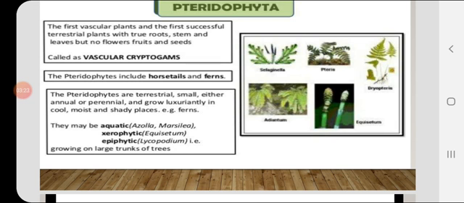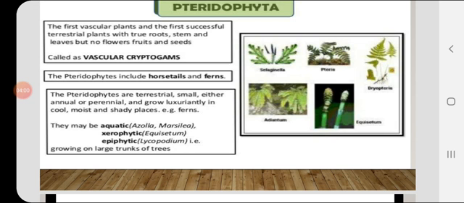Throughout the year, I can say. Perennial means the plants that grow throughout the year, and annual means the plants that grow only once in a year. So some species of the pteridophytes are annual, while some species are perennial. And they grow luxuriantly in cool, moist and shady places. That means pteridophytes grow in moist places, cool places, the places where we will find humidity. That means moisture is required for the growth of pteridophytes. Shady places. Examples for this type of pteridophytes are ferns.